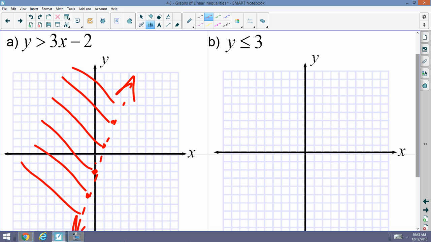No, but good try. I'm proud of you. Good try. Who else wants to help him out? What do you get when you get a y equals function?